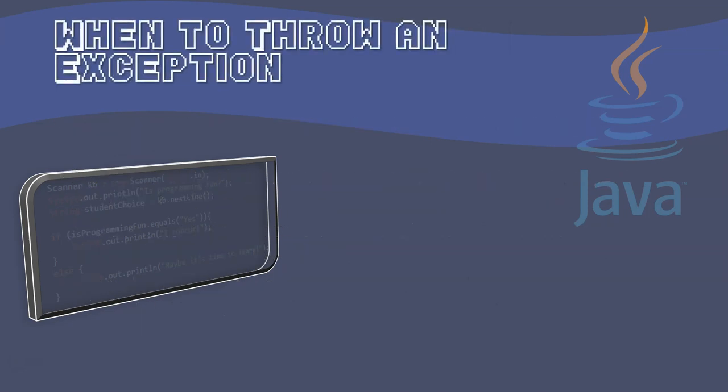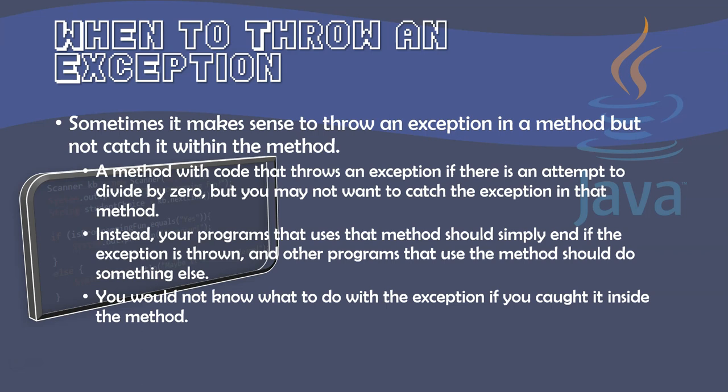So, when to actually throw that exception? Sometimes it makes sense to throw an exception in a method, but it doesn't necessarily make sense to catch it within the method. Take a method with code that throws an exception if there's an attempt to divide by 0, a very easy example. We may say, you know what, we don't want to catch that exception within that method. We want to handle that differently.